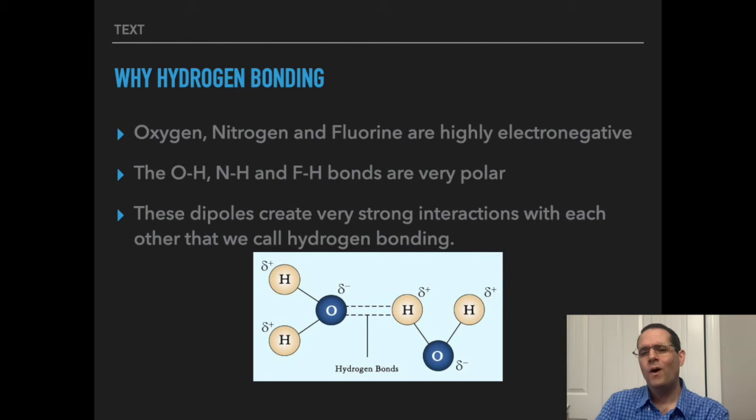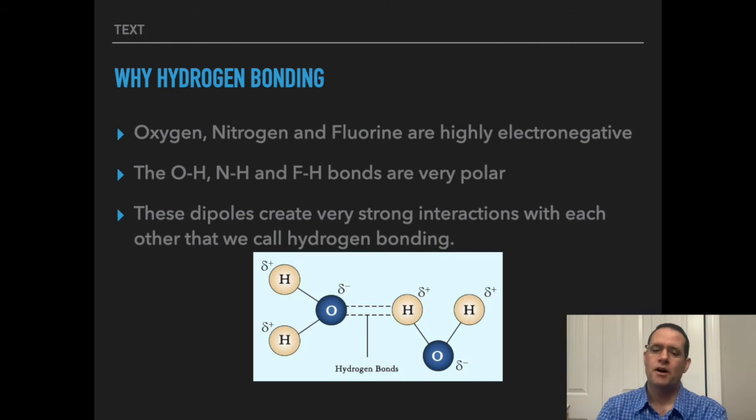So why do we have hydrogen bonding between these elements? Well, oxygen, nitrogen, and fluorine are three of the most highly electronegative elements in the periodic table. Remember, electronegativity increases to the upper right of the periodic table, and that's where you can find oxygen, nitrogen, and fluorine. And because those atoms are extremely electronegative, the oxygen-hydrogen, nitrogen-hydrogen, and fluorine-hydrogen bonds are very polar, okay? And remember that a polar covalent bond creates a dipole, okay? That's a polar covalent bond. And those partial positive and partial negative characters of the polar covalent bond create electrostatic interactions between other atoms, and we call those hydrogen bonds, okay? They're just a type of electrostatic attraction, okay?